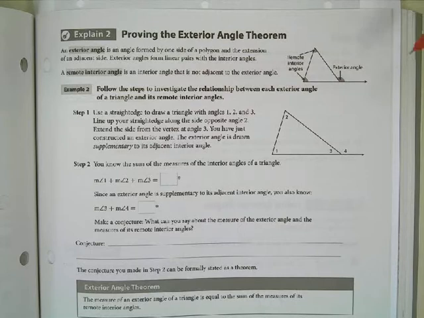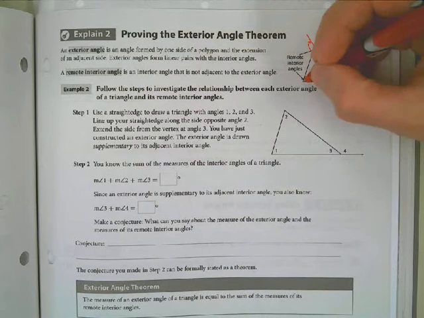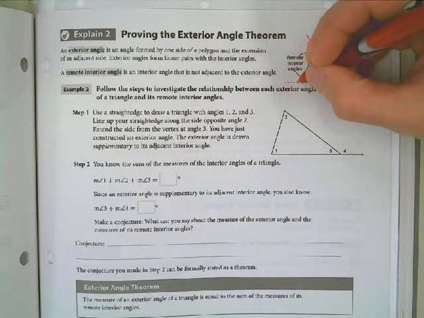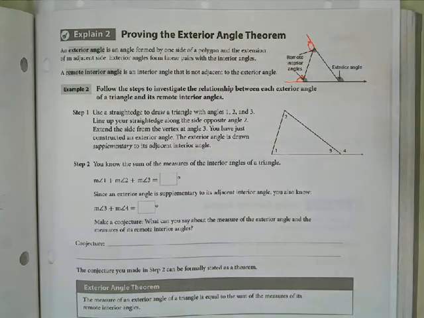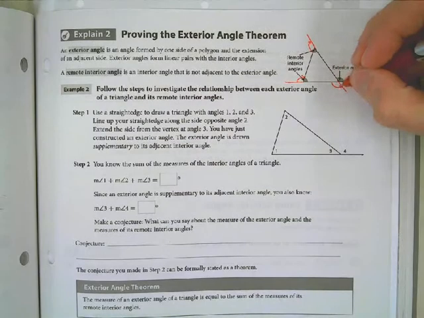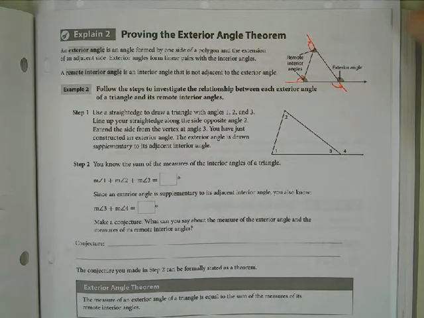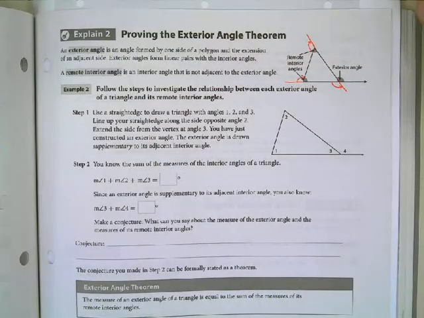We could also draw an exterior angle right here, for example. And there's also an exterior angle right here. There's even another one right here. We could potentially draw one right there as well. There are two exterior angles at each vertex.